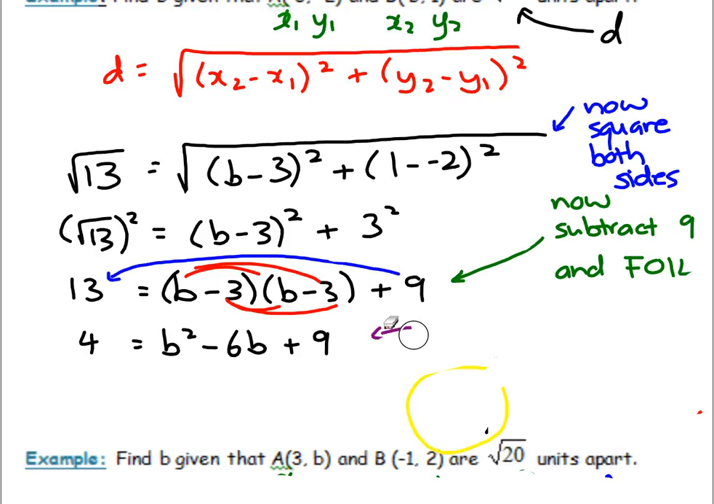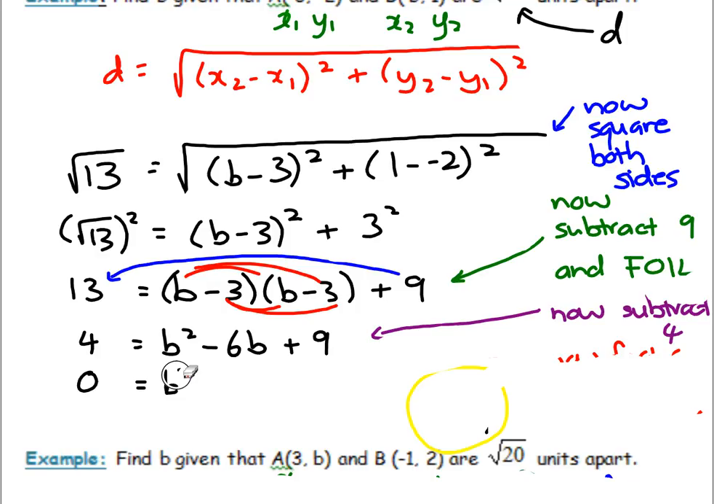Try to think what we would do now. What I'd suggest is you can probably turn this into a quadratic and solve it if you subtract 4 from both sides. Because remember, to solve the quadratic, it's got to be set equal to 0 first, the null factor law. So now subtract 4 from both sides, gives you 0. And then b squared minus 6b. What's 9 minus 4? It's 5.